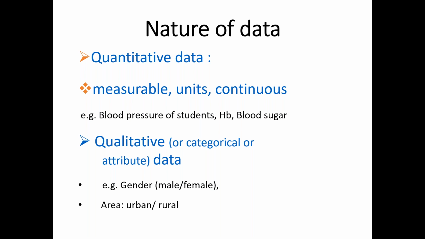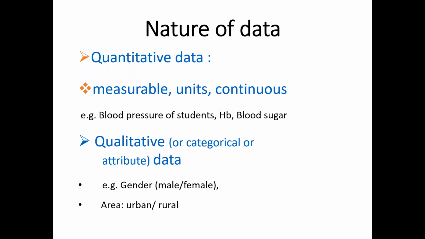Like gender is categorized maybe male and female, and also transgender or a third gender, it can also be done. And area, I can talk about in terms of different categories, like it could be urban area, rural area, semi-urban area, slum area, or peri-urban area, like that, different ways. But there are different categories.